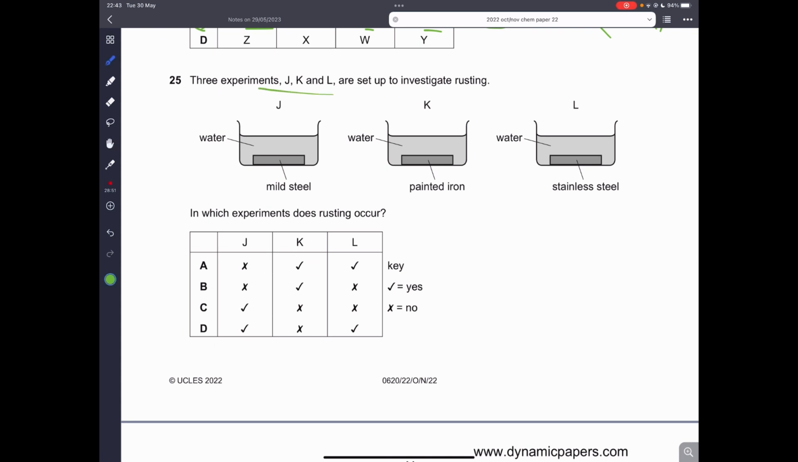Three experiments J, K, and L are set up to investigate rusting. Now rusting requires two conditions, which are water and oxygen. In which experiment does rusting occur? Here we have oxygen, there's water, and there's no protection for the steel, and therefore J is going to rust.